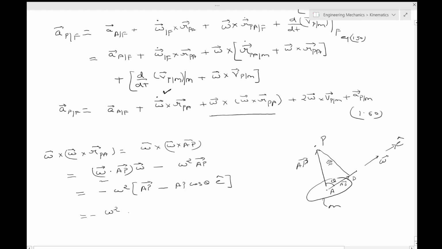Omega square AP minus, now AP cos theta is actually the vector AD. AP cos theta in the direction E, this is the direction E, is actually vector AD. You can take the projection AP and see how it falls over this particular line which you have drawn, and this can be written as minus omega square into DP.